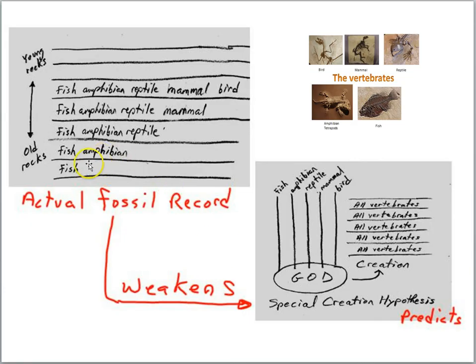In summary then, for Exhibit A, the fossil record suggests major changes in life over time, and this weakens the special creation hypothesis.